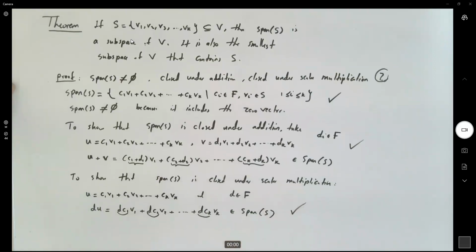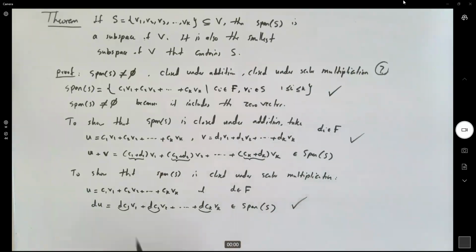So what is our conclusion? Our conclusion is that span S is a subspace of V.